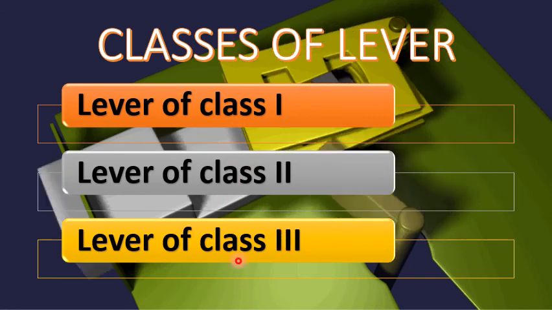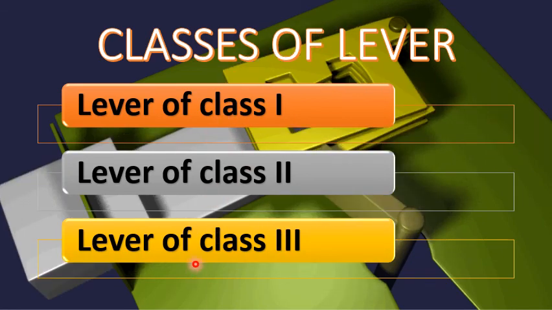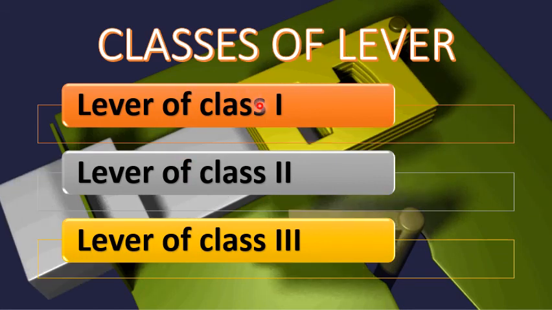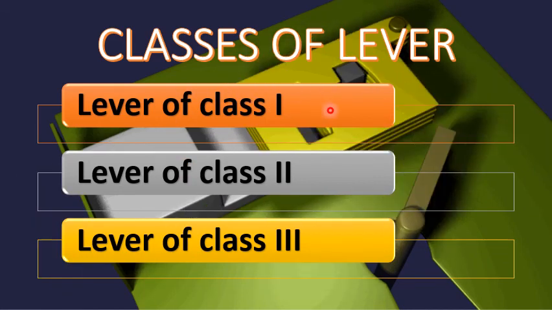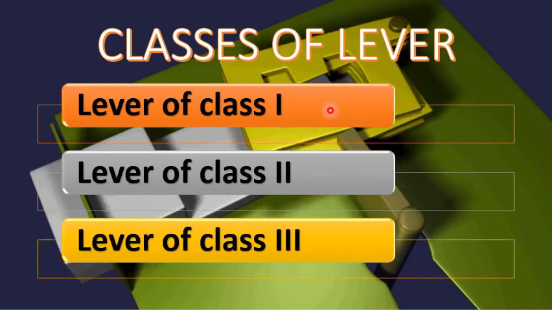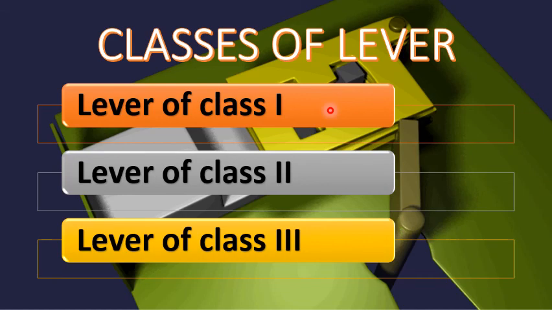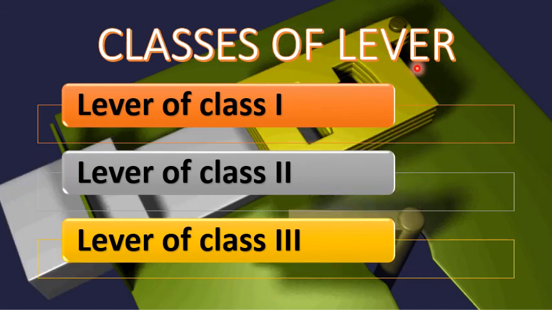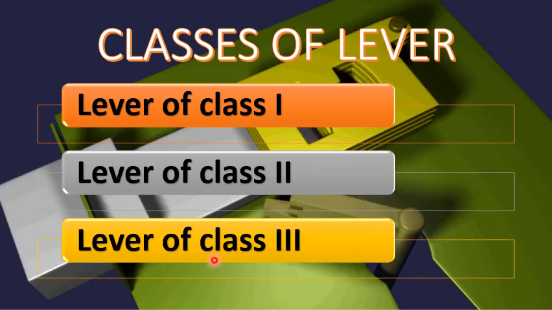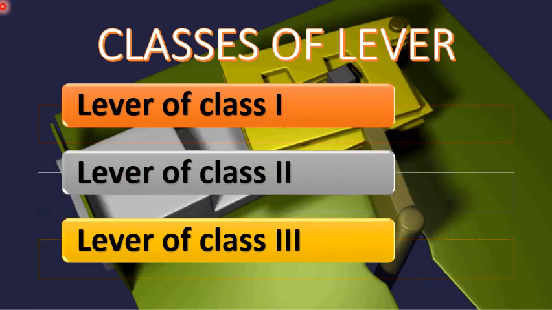Why have we divided them? We have categorized them according to the position of the three main points, which are fulcrum, load and effort. According to their position, we have divided the lever into three main classes: lever class 1, lever class 2, and lever class 3. So let's start from lever class 1.